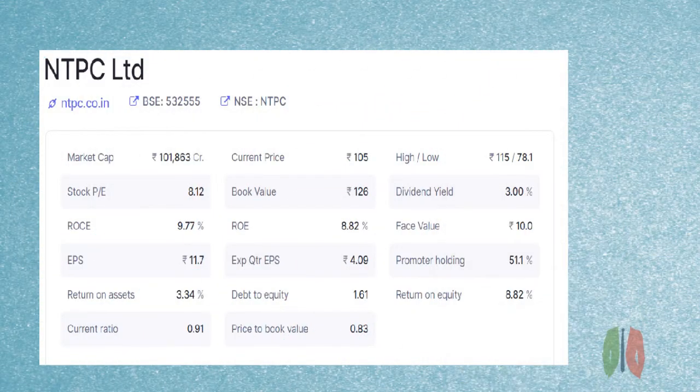Here is the snapshot of the financial ratios and some details of NTPC Limited, which is National Thermal Power Corporation. Here we can see that NTPC has a market cap of 1,1863 crores and a stock PE, which is the price to earnings ratio, of 8.12, ROCE of 9.77, earnings per share of 11.7, return on assets of 3.34, current ratio 0.91, book value 126 and the current price 105. Here we can see that the current price is less than the book value.